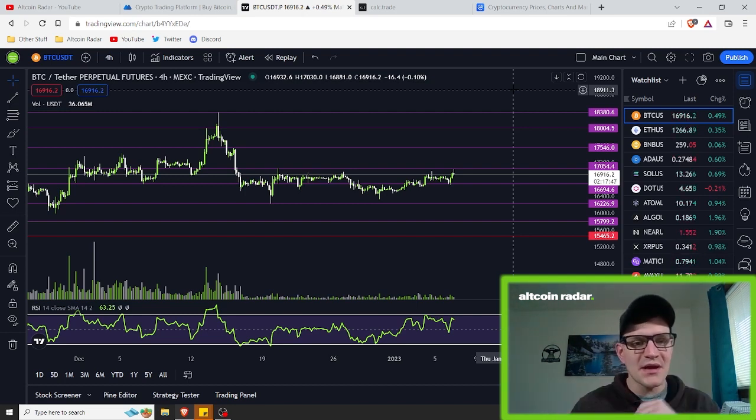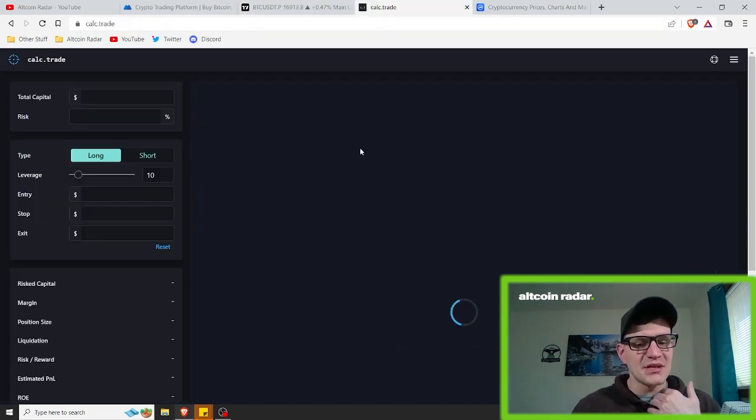So what do I mean by this? Well, what percentage should you trade with? Now, it really all depends on personal preference, okay? But me personally, I only trade with roughly 3 to 5% in any given trade, especially when I'm trading the futures market. And if you're not sure what 3 to 5% of your capital would be, you can always use a tool like what I've got here. It's literally just calc.trade, and you can come here to help you figure it out.